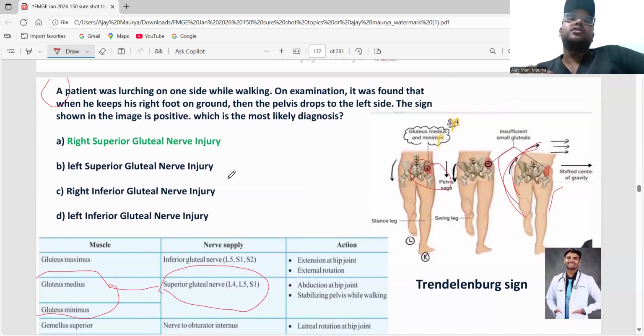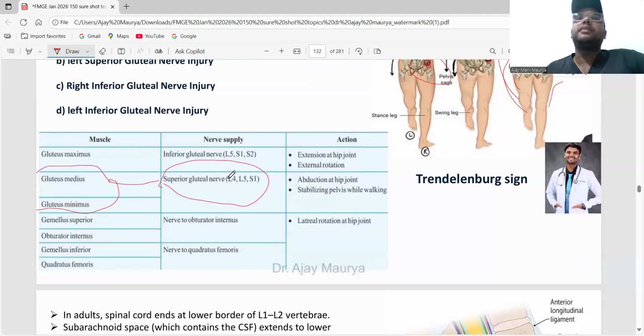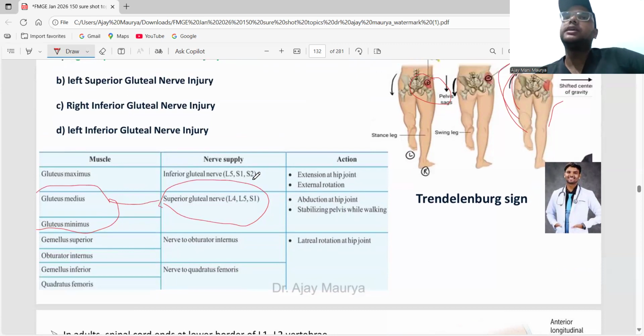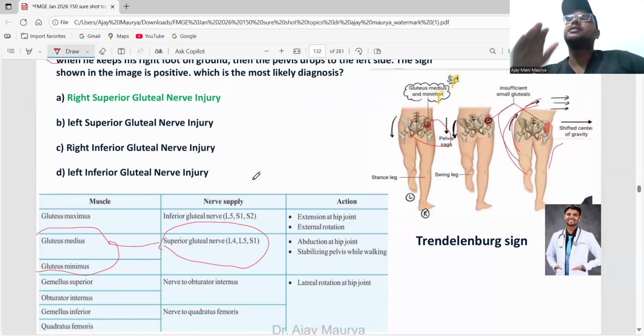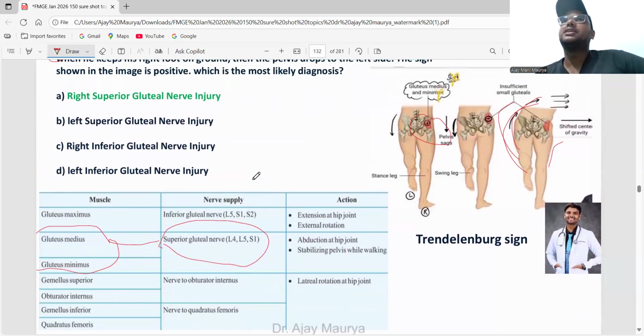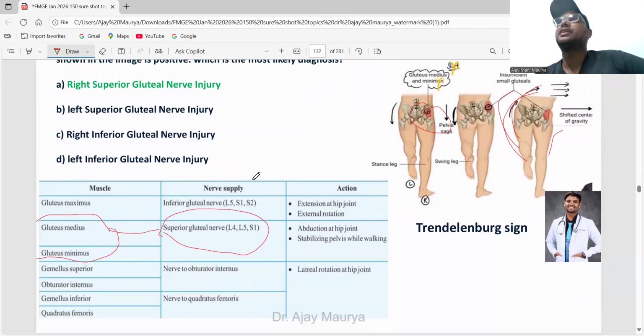Simply, they will give this question, or if they want to confuse you, they may also ask that a patient has a superior gluteal nerve injury and is doing the lurching gait, walking like that, and the doctor wants to test. That's why he told him to walk. What is the doctor observing? What does the doctor want to do? It means he was checking the abduction.